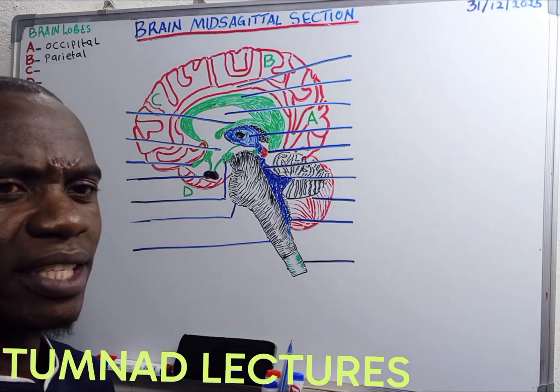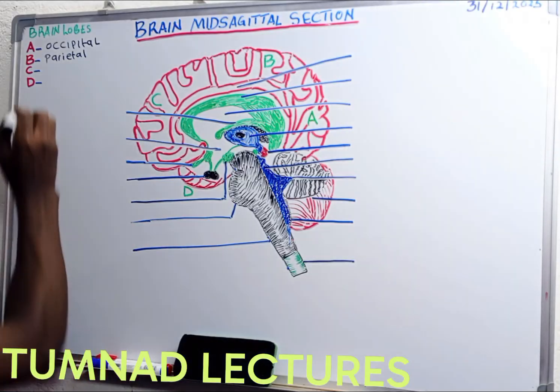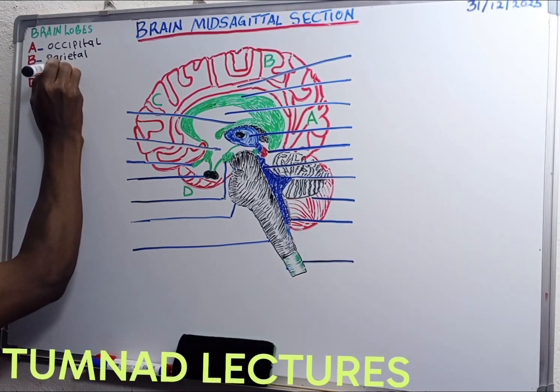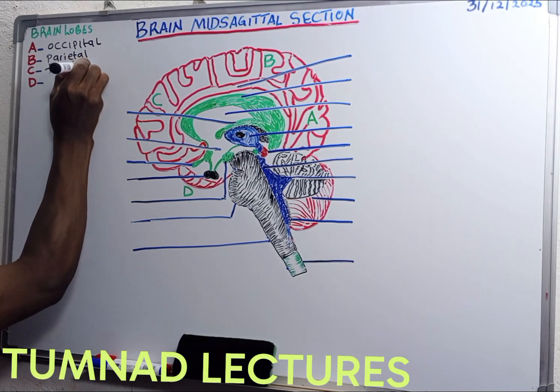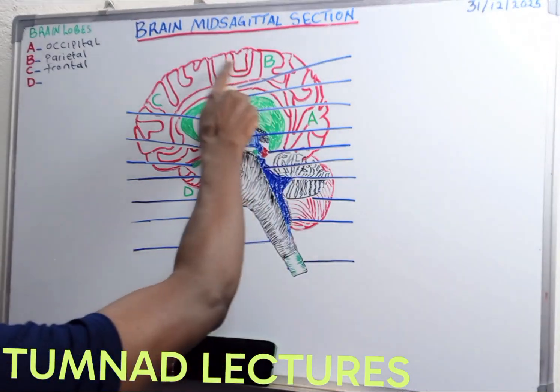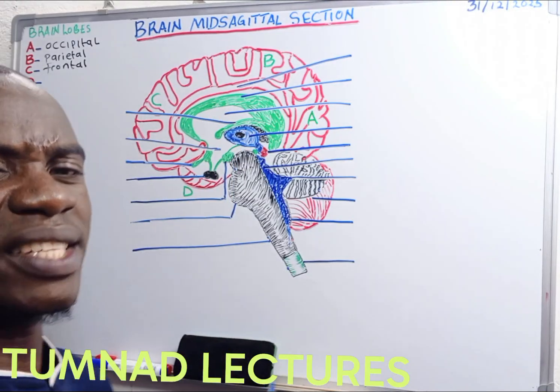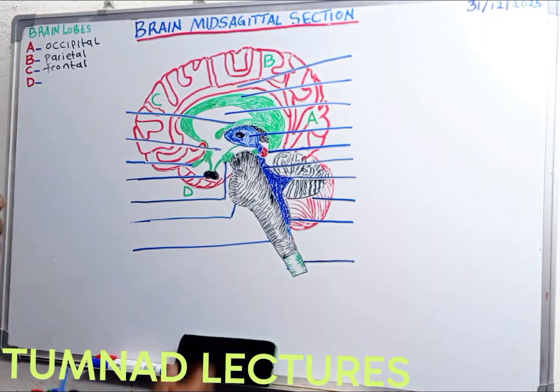Then going in front, this lobe which is C, is now the front part. And because it is the front part, it is just called the frontal lobe. And the parietal lobe is separated from the frontal lobe by this very important feature which we call the central sulcus.